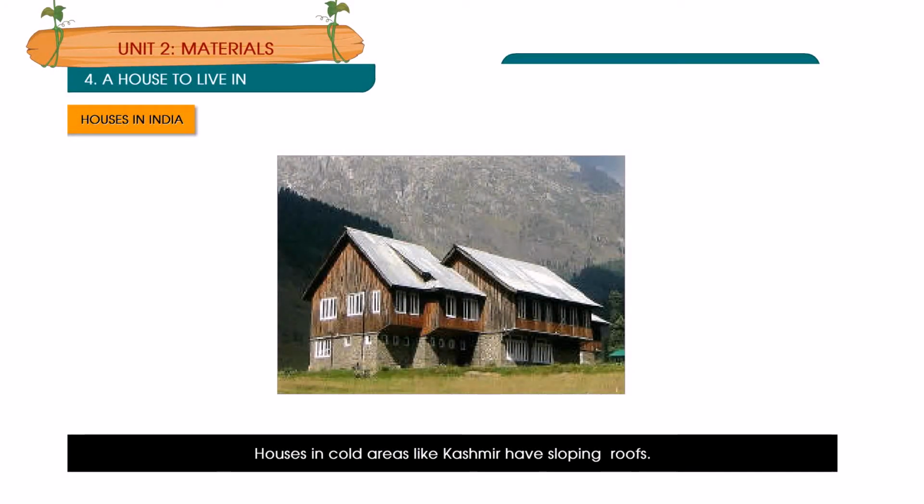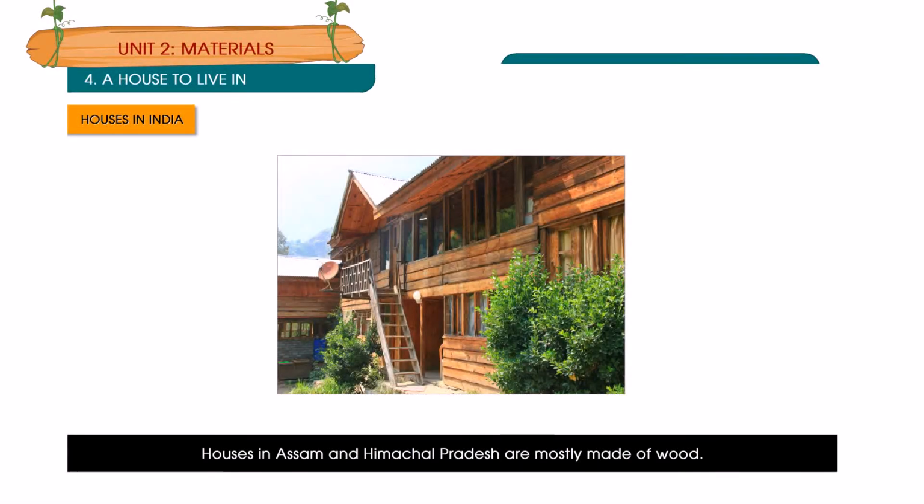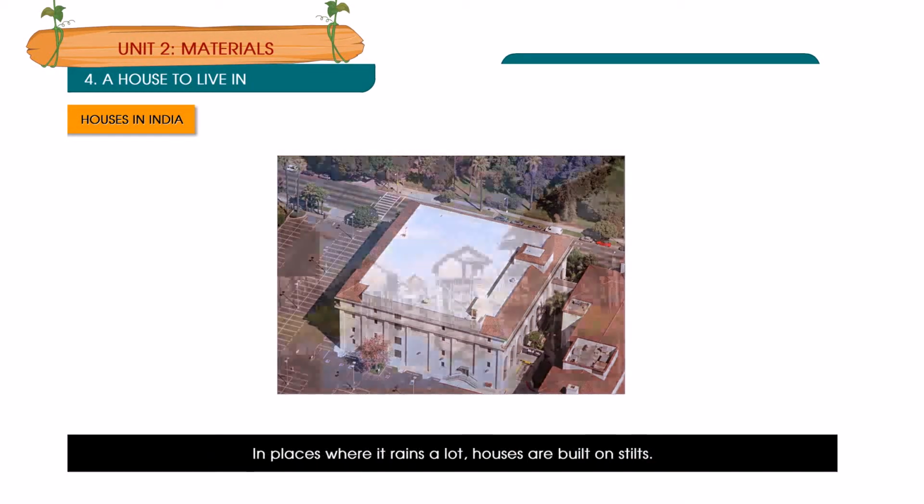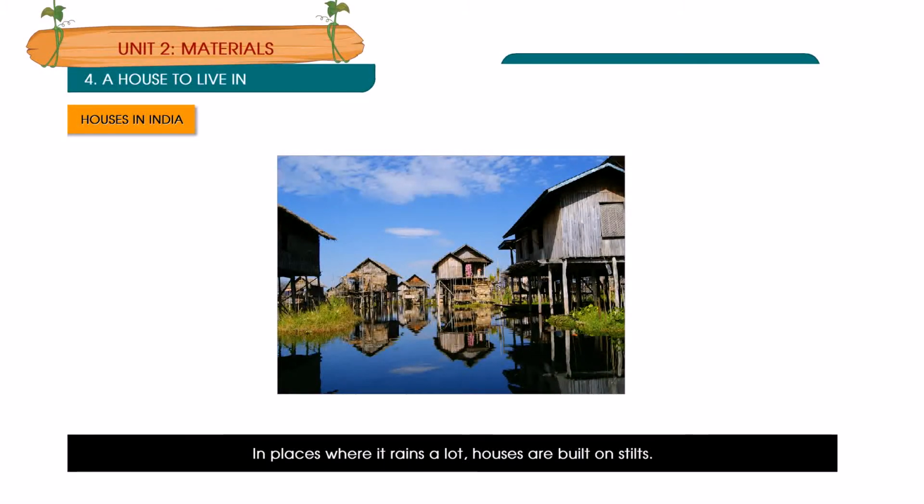Houses in cold areas like Kashmir have sloping roofs. Houses in Assam and Himachal Pradesh are mostly made of wood. In Rajasthan, houses have flat roofs, thick walls, but no fireplaces. In places where it rains a lot, houses are built on stilts.